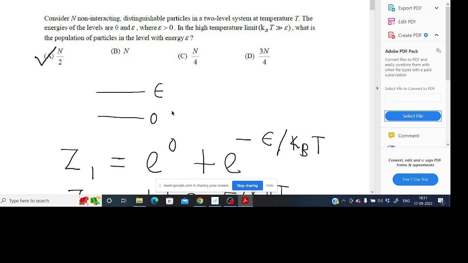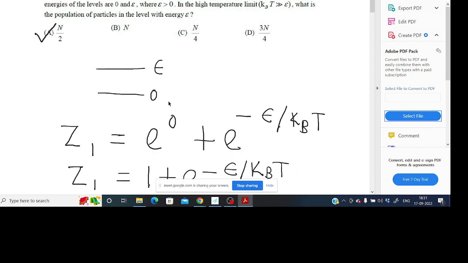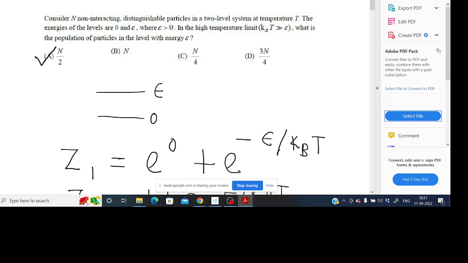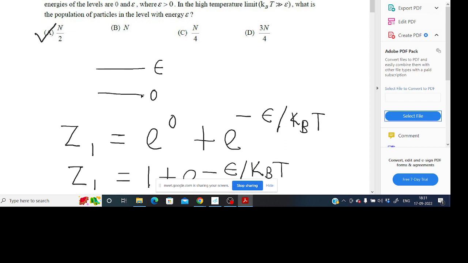Yes, sir. Okay. So there are n non-interacting distinguishable particles in a two-level system at temperature T, and these two levels have energy 0 and epsilon. And what is the single particle canonical partition function here?